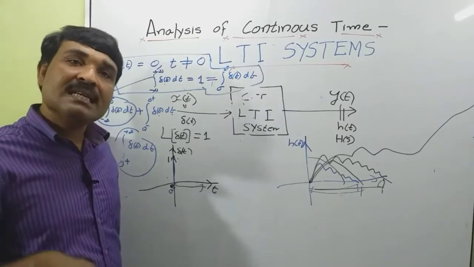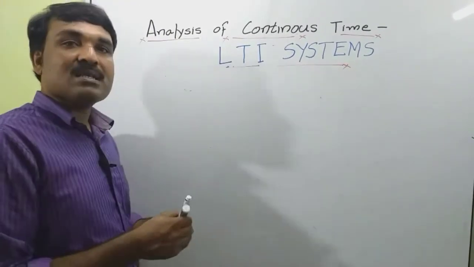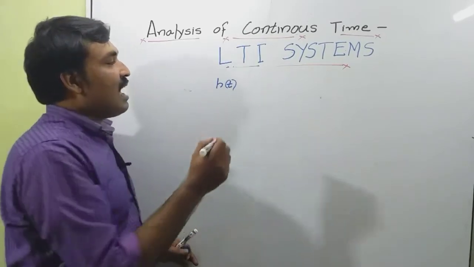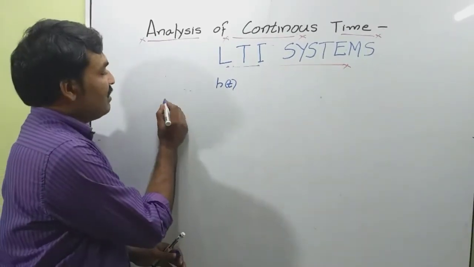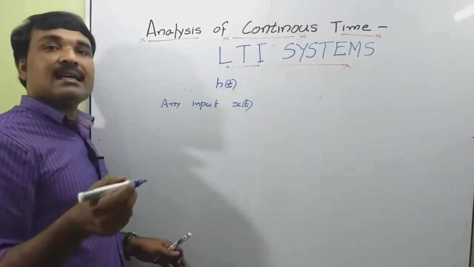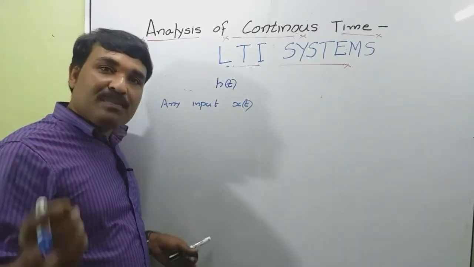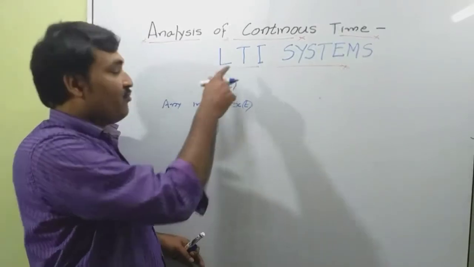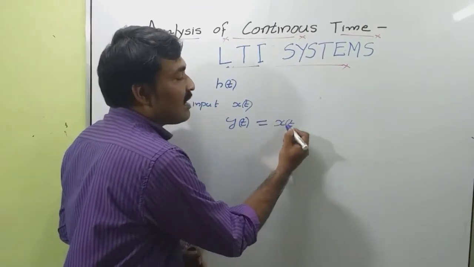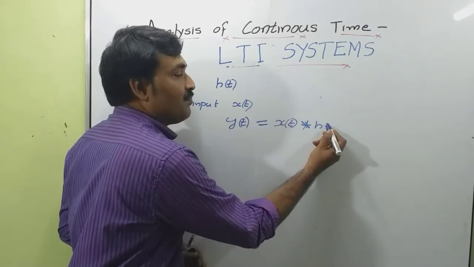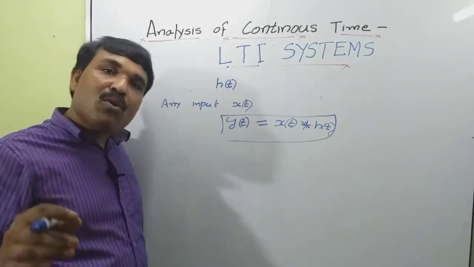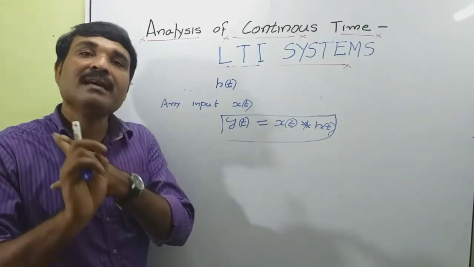The impulse response is also called the transfer function, which we will discuss. Suppose I have a system whose impulse response is h(t). For any input x(t), the corresponding output can be obtained by the convolution of x(t) with h(t). That means the output y(t) is equal to x(t) convolved with h(t). So if we have the impulse response of a system, we can find the response of the system for any other input by making use of convolution.